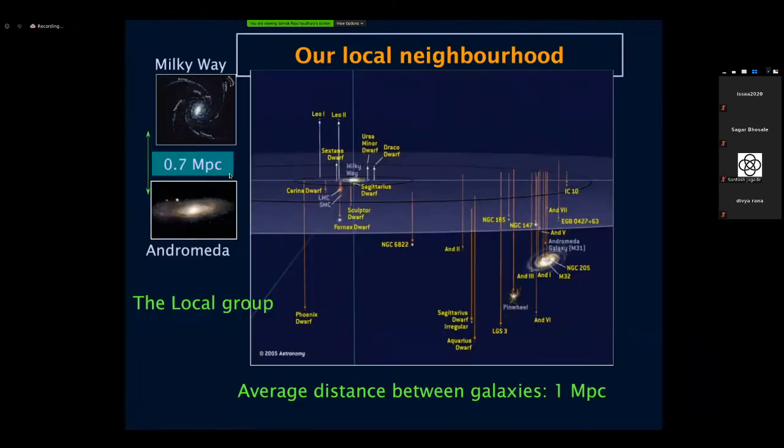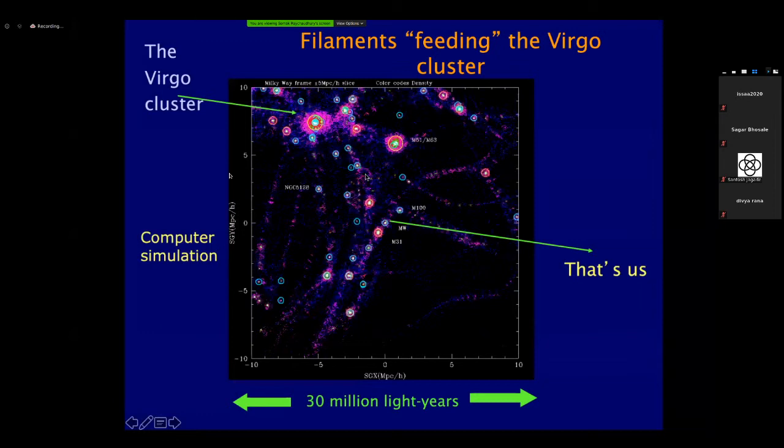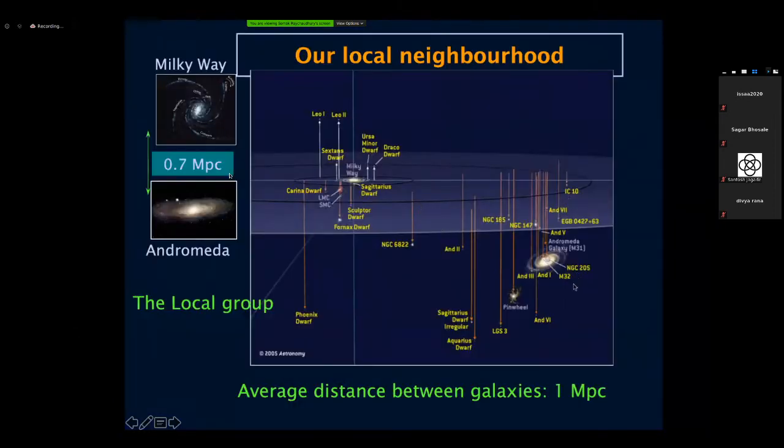So in our local neighborhood then, where are we in the universe? We are the Milky Way galaxy, which has quite a lot of small dwarf galaxies around us. Here we've marked a few of them. Our nearest big galaxy, I showed you the picture of Andromeda with the moon, and the Andromeda Galaxy is M31, and that's 0.7 megaparsecs away. I told you the typical distance between galaxies is about a megaparsec, so 700 kiloparsecs away. And then it also has bunches of dwarf galaxies around it.